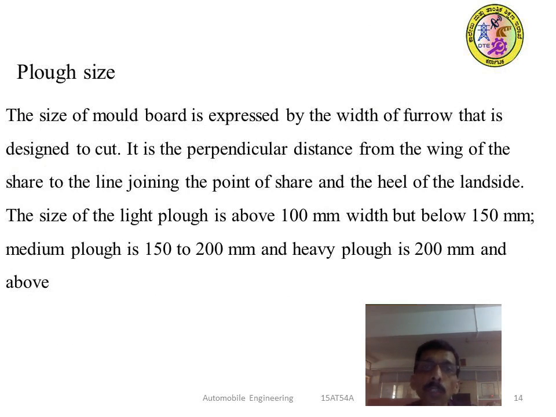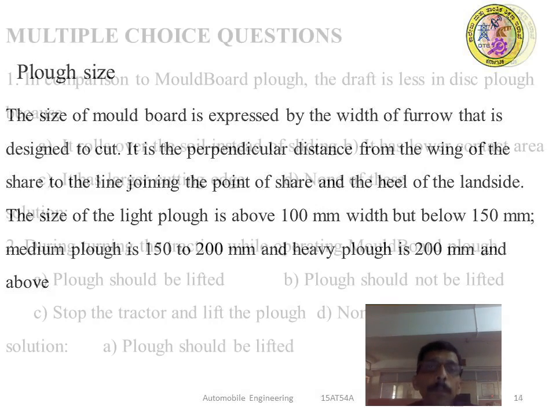Next, size of the plow. The size of moldboard is expressed by the width of furrow that it is designed to cut. It is the perpendicular distance from the wing of the share to the line joining the point of share and the heel of the landside. The size of the light plow is above 100 mm width but below 150 mm. Medium plow is 150 mm to 200 mm and heavy plow is 200 mm and above.